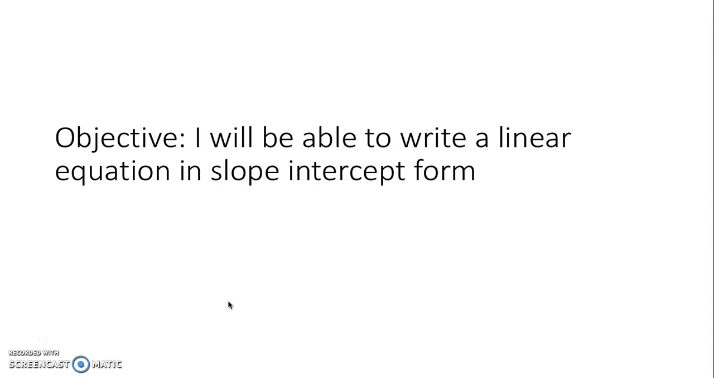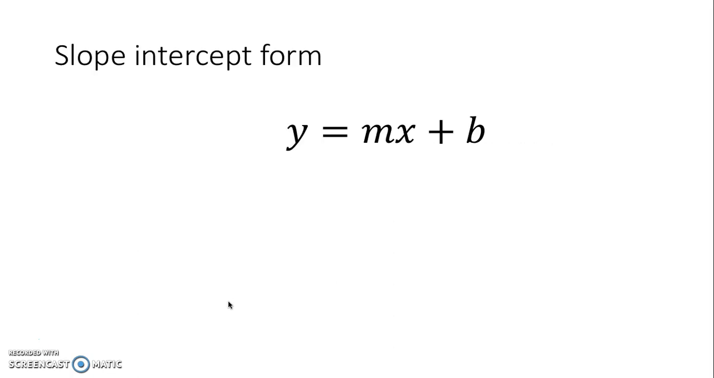So our objective for today is, I will be able to write a linear equation in slope-intercept form. Now slope-intercept form is when the equation is in the form of y equals mx plus b. Now let's label and learn about what some of these variables mean.